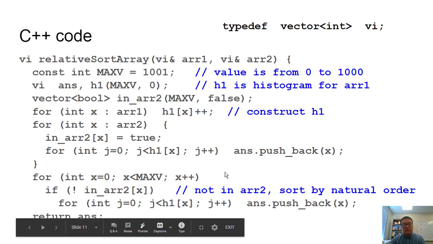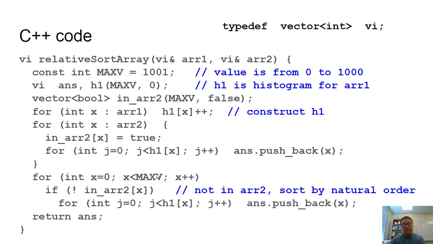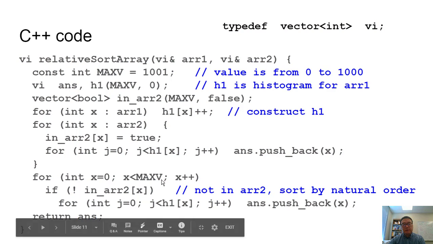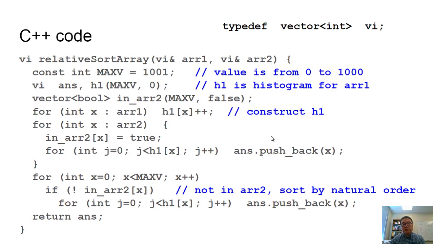So then the last part is I will go through all the values up to max v. If this value does not appear in array 2, then I will add it to the output, because if it's already in array 2, I have already added it earlier in this part. So this part generates the rest of the array, the elements in array 1 but not in array 2, sorted in natural ascending order.